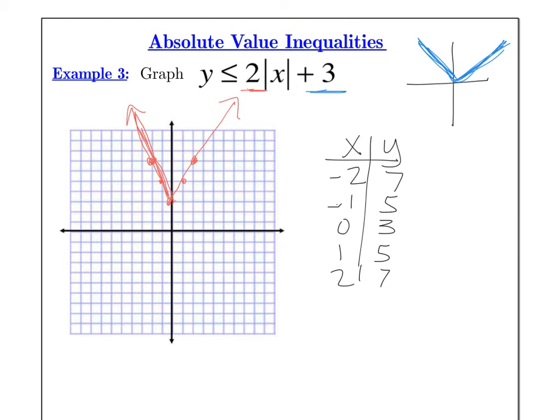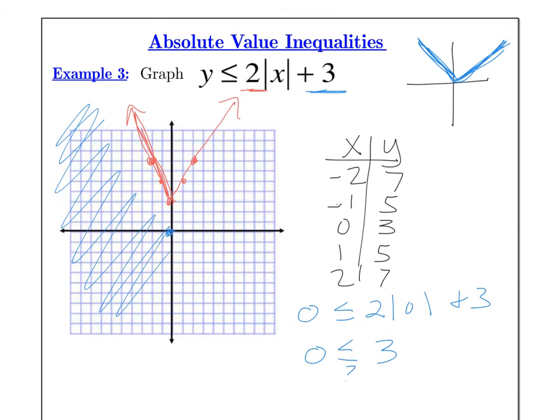And so now I need to decide where to shade because it is an inequality. So that means I do need to shade my graph. So again, I can test a point just like I did before. And I'm going to plug that into my inequality. So 0 less than or equal to 2 times absolute value of 0 plus 3. Anything times 0 is still 0. So the question is 0 less than or equal to 3? And 0 is less than or equal to 3. So I'm going to shade everything on this side with the point.